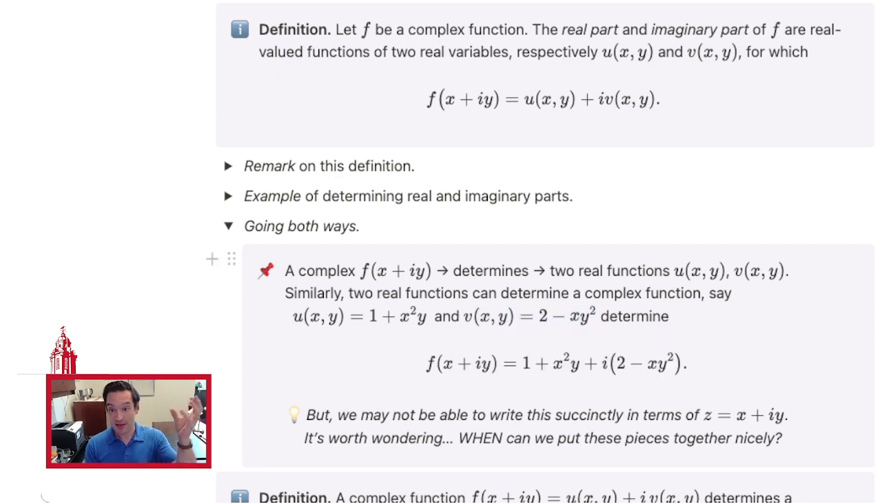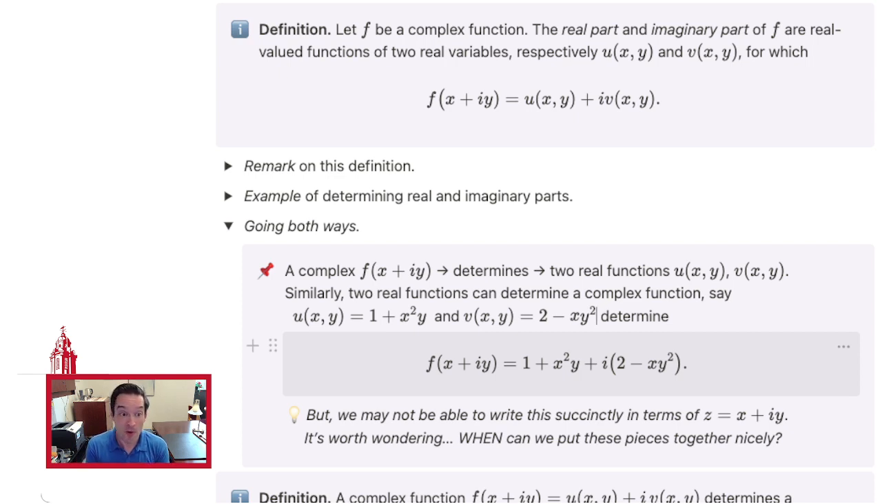I can just take the 1 plus x squared y, make that the real part. I can take 2 minus xy squared, make that the imaginary part, piece those together, and what I get is a function that looks like f of x plus iy is 1 plus x squared y plus i times 2 minus xy squared, right? I can just piece them together. But the problem is I might not be able to take that complex function, and it is a perfectly valid complex function, but it may be really hard for me to write it down using elementary algebraic operations on z equals x plus iy.